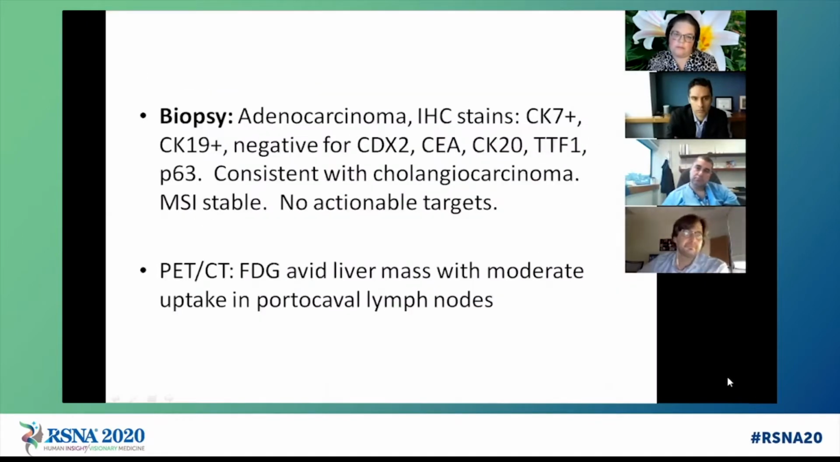So that's exactly what the MRI showed. And biopsy was consistent with adenocarcinoma, CK7 positive, CK19 positive, negative for CDX2, CEA, CK20, TTF1, P16, MSI stable. And PET showed FDG avidity of the liver mass. Dr. LeConte, do you do any additional workup at this point in time based off of the MRI and the PET?